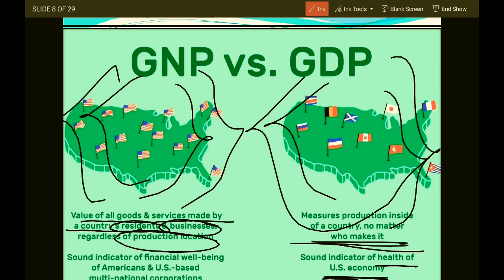Okay, a sound indicator of the financial well-being of America and a USA-based multinational corporation. Sorry, this is the flag of USA. Okay, I have told it wrong. This is a flag of USA. Basically it's concerned with the production of goods and services taking place by the Americans regardless of the location, whether they are residing in India or China, Korea, Japan, but they are contributing towards gross national product. So that is included in the gross national product of America.